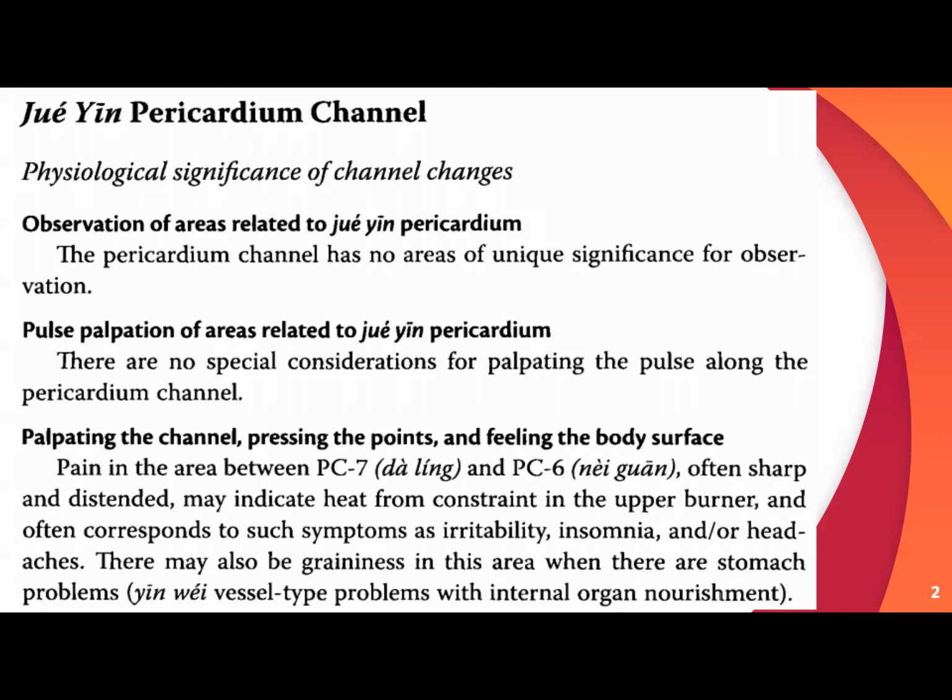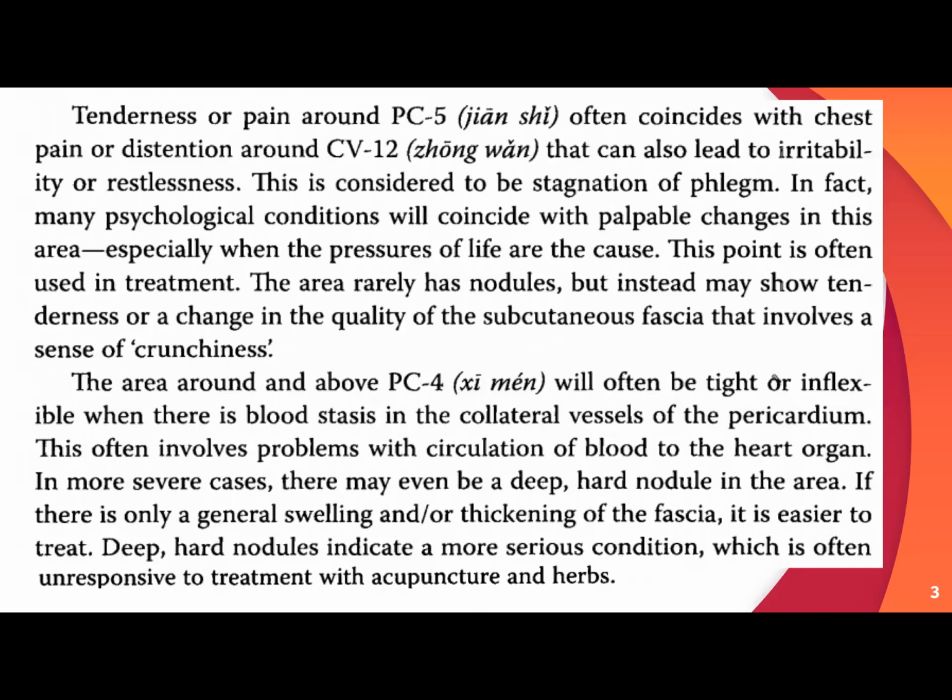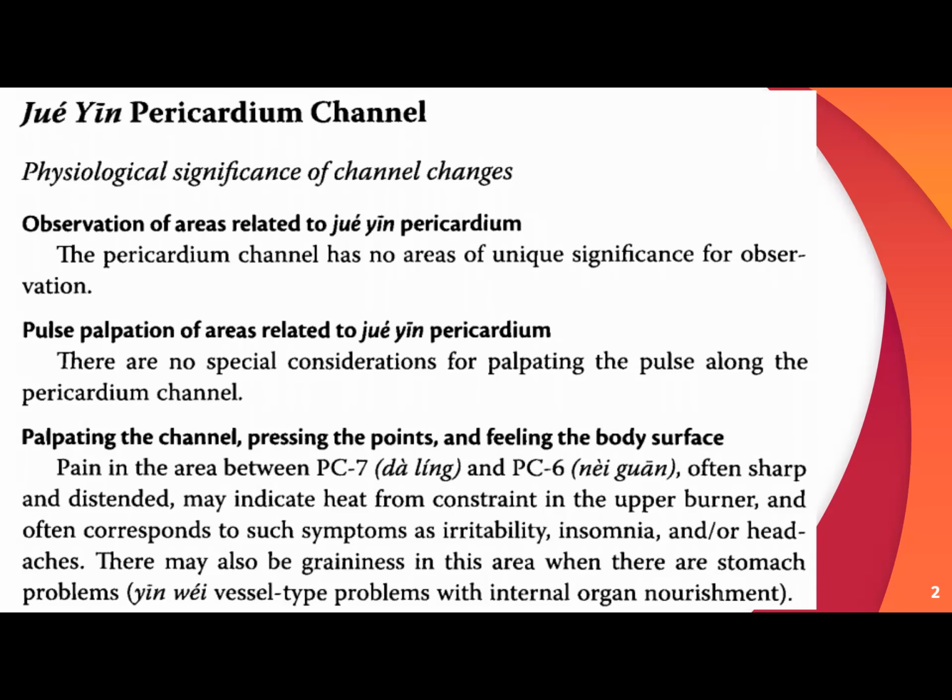Pain in the area between pericardium 7 and pericardium 6, often sharp and distended, may indicate heat from constraint in the upper burner and often corresponds to such symptoms as irritability, insomnia, and or headaches. There may also be graininess, parang sandy, mabuhangin, in this area where there are stomach problems, the yin wei vessel type problems with internal organ nourishment, as pericardium 6 is also the master point of the yin wei channel.